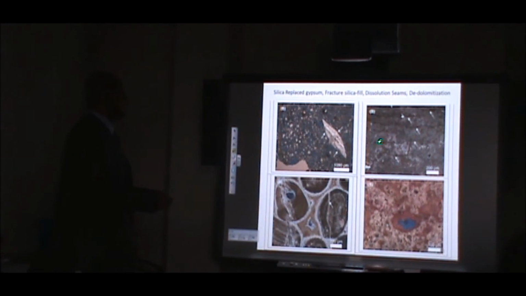Here the solution seams, they're stylolites, the solution seams. And here we have the dolomites and the dedolomite. The dedolomite is the red color, taking the stain.